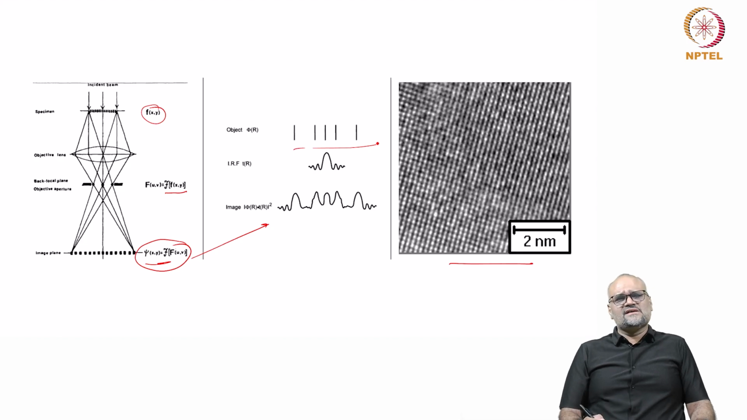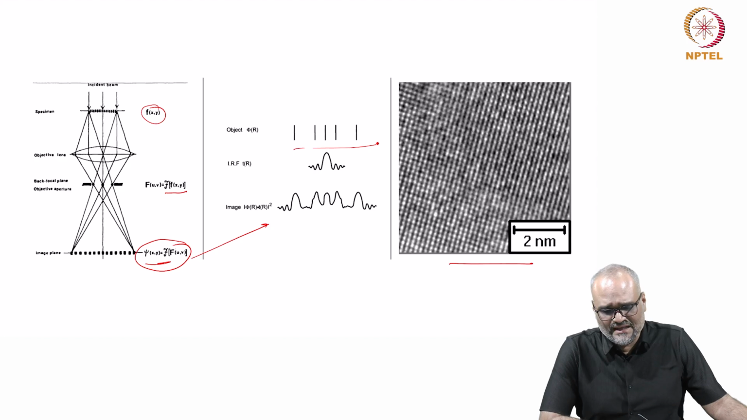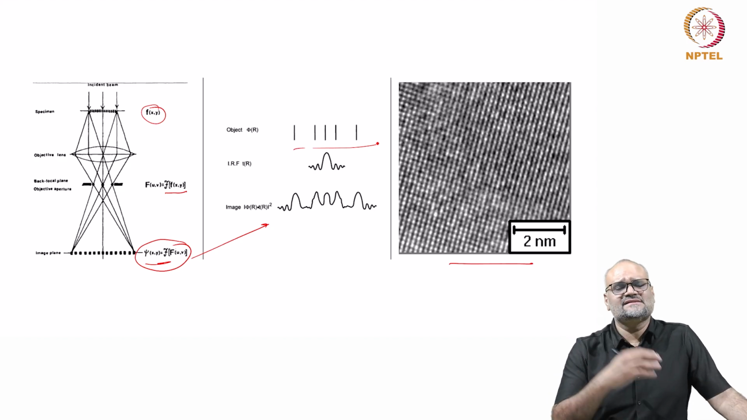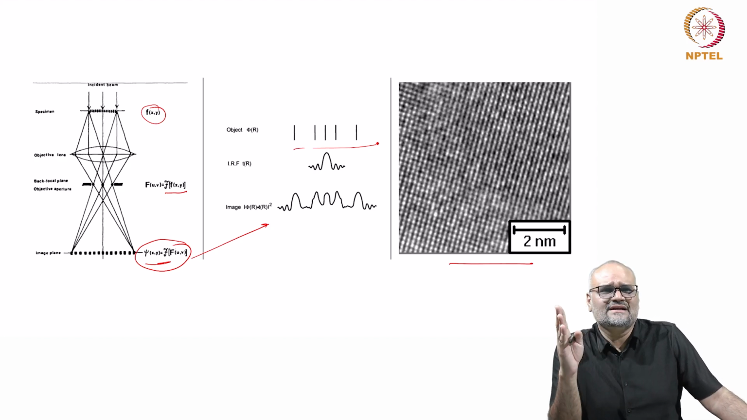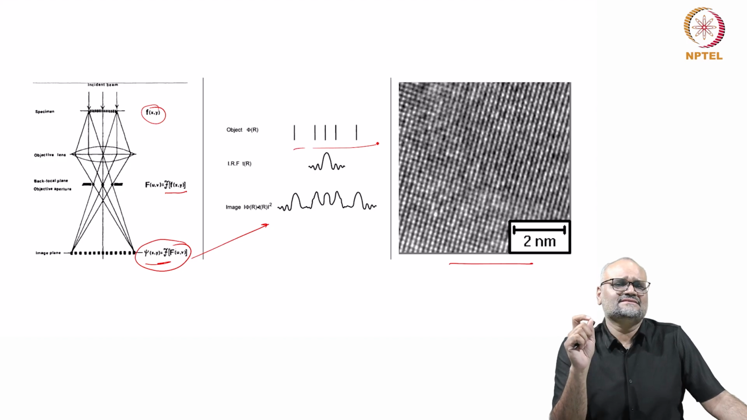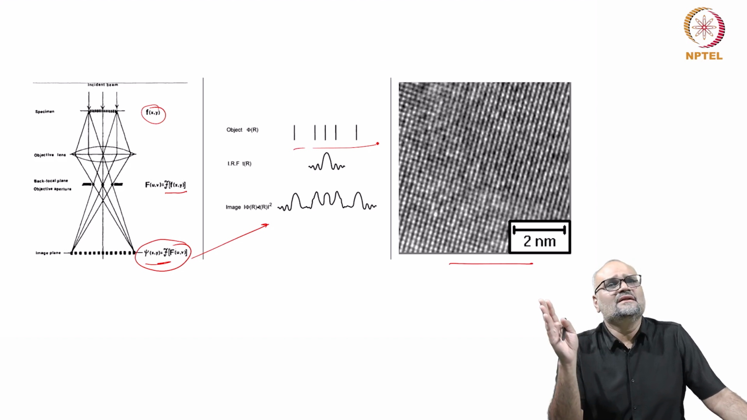And then we introduced the concept called the phase object approximation. That is where we understood that the sample can modulate the phase, and we had the weak phase object approximation, and we introduced the contrast transfer function, where the contrast transfer function was defined as the imaginary part of the aberration function.